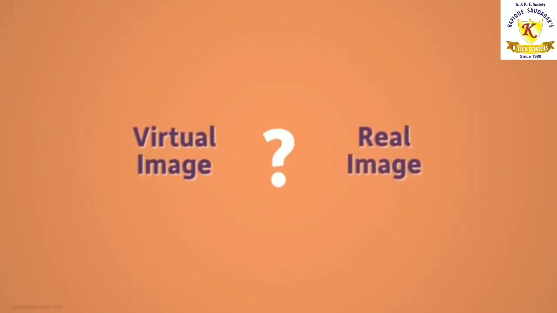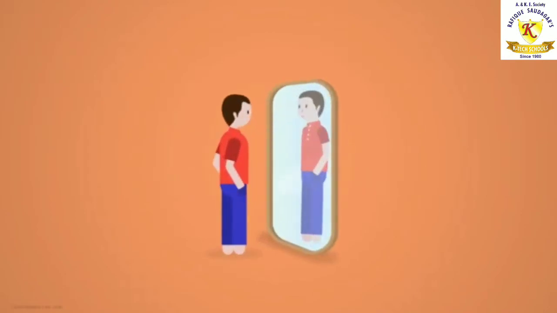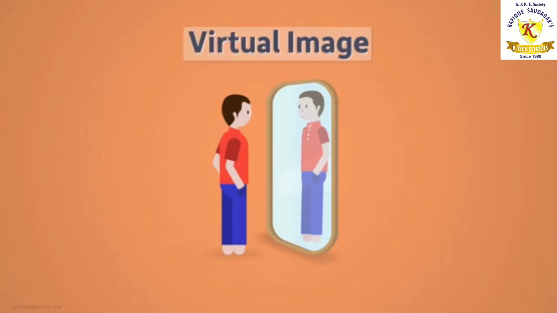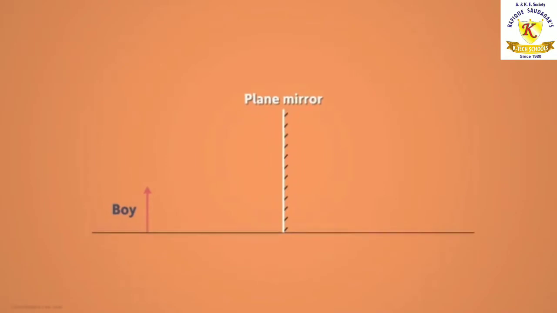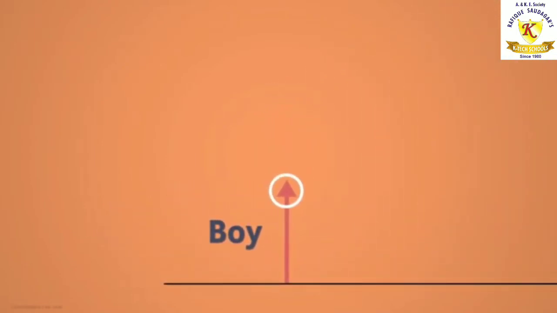Now if you remember children, my initial goal was to explain what are virtual image and real images. Let me ask you a question. The image which you see here is a real image or a virtual image? It is a virtual image. In order to explain what is a virtual image, let's first simplify the image. Let's represent the boy with an arrow pointing up. And here is our plane mirror. You can assume the top of the arrow to be the top of the head of the boy.